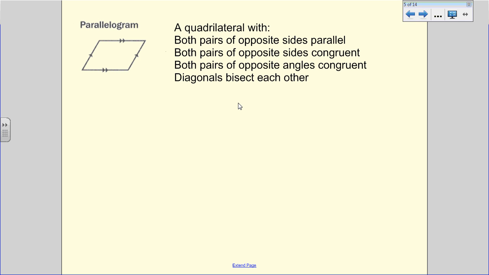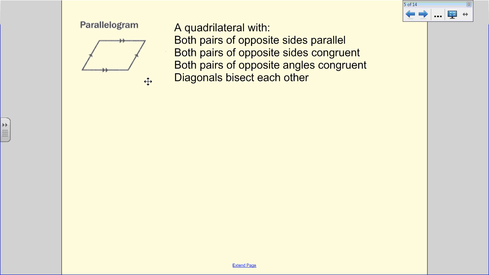So then we went and studied a special type of quadrilateral, and that was a parallelogram. So it's a quadrilateral, meaning it has four sides, and some of those properties were both pairs of opposite sides had to be parallel. Remember, parallel is marked with those arrows on the side, so we need to see that on both pairs of opposite sides.